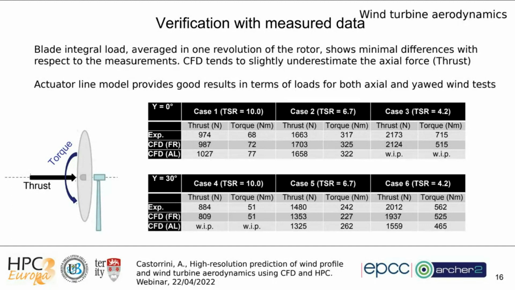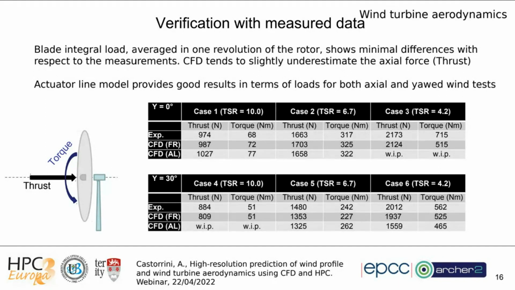Remember, the first 3 cases are for 0 misalignment, while the second 3 cases are for 30 degrees of misalignment. That is quite a lot. And we have experimental measurement compared with a full rotor and actuator line simulation. This WIP is work in progress because some of the simulations are still running.